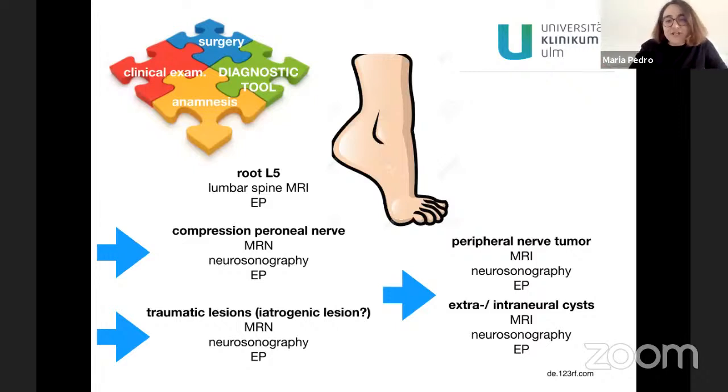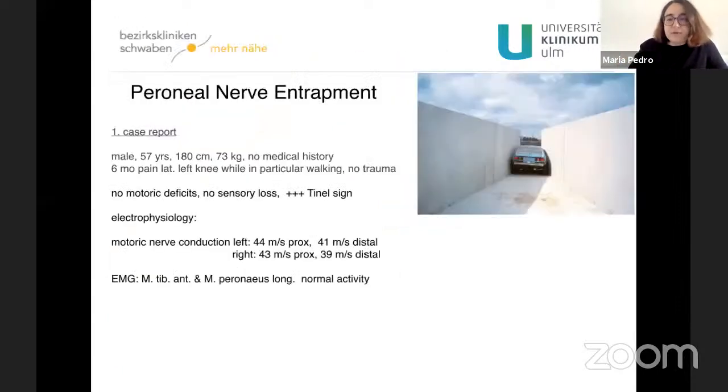I will concentrate not on the herniation of the lumbar disc, but on the peripheral nerves, and we have those three pillars: entrapment syndromes, traumatic lesions, also iatrogenic lesions, and peripheral nerve tumors. I decided to show you some cases because I think this is the most important thing. Electrophysiology is essential, no doubt about that, because MRI shows morphology, but you need to have also information about function.